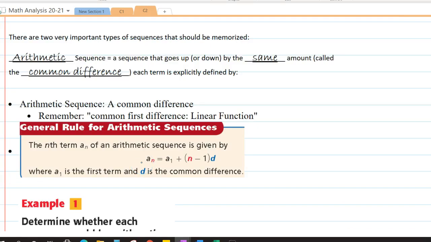Now there are two very important types of sequences that you should have memorized. The first of the two is the arithmetic sequence. That is a sequence that goes up or down by the same amount, called the common difference. Each term is explicitly defined by this equation right here: a sub n is equal to a sub 1 plus n minus 1 times d, where d is that common difference.